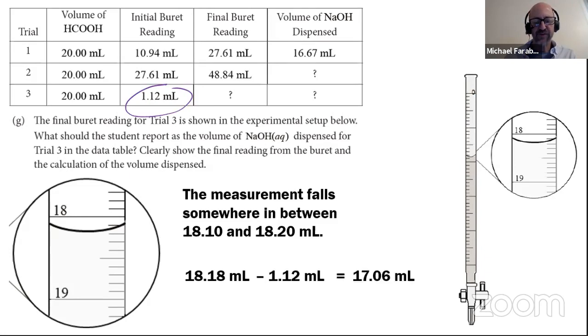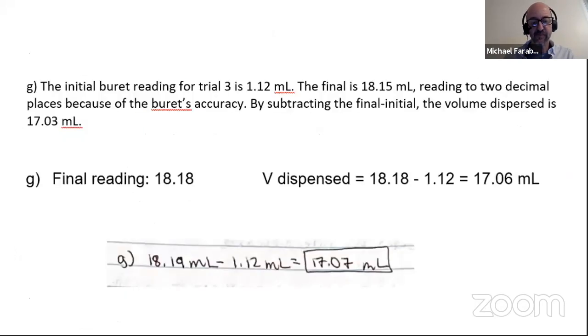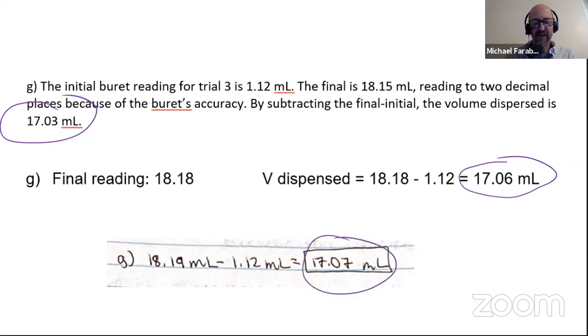So a volume with 2 decimal places, 17.06, that's just what I did. You could be off by a little bit, and that's fine. So 17.06 is what I said, but you could have said 17.03, 17.07. Again, all of these have 2 decimal places and are based on the reading of the burette.